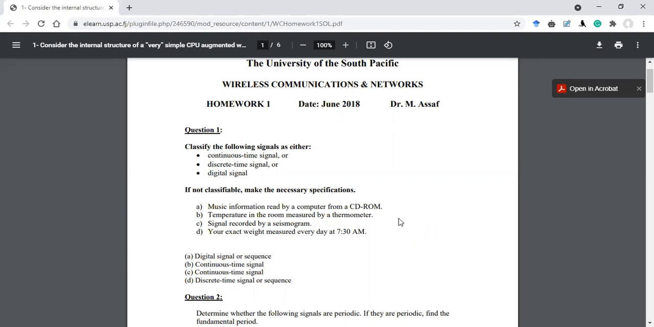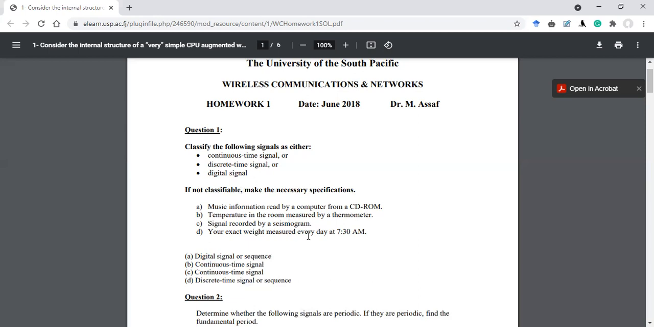C, signal recorded by a seismogram. You know what a seismogram is, guys? It's an earthquake instrument. So if you leave it on, it will keep on recording the motion of the ground, isn't it? So in the same way, it is continuous again, right?